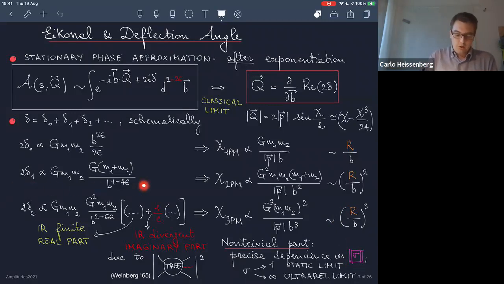So up to 1 PM order and 2 PM order, this Eikonal is indeed a phase, but starting at 3 PM, it also acquires an imaginary part, in fact an infrared divergent imaginary part, which is linked to the appearance of a three-particle cut involving soft massless particles. And this will be important for the last part of the talk, but for the moment, let me neglect it. I promise you that the real part, which is the only one intervening in the stationary phase approximation, is going to be finite. So let me worry about that later.